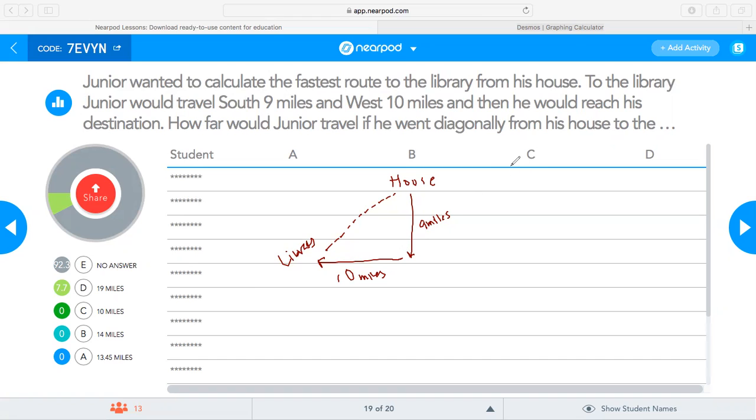So figure out the hypotenuse. No, it does not matter. Does it say anything else? For some reason, it won't show me the rest of the sentence. How far would Junior travel? Oh, here it goes. How far would Junior travel diagonally from his house to the library? Yeah, so it's just asking for the hypotenuse. So do you want us to write this down? No, I would not write this down. I'll just do the math. Yeah, I don't want it to take too long.